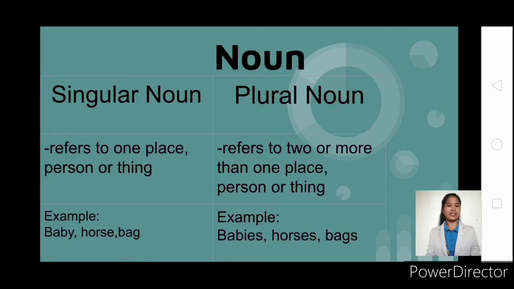Noun could be a singular or a plural noun. Singular noun refers to one place, person, or thing. It means a singular noun only has one noun. For example, baby, horse, and bag. While plural noun refers to 2 or more than one place, person, or thing. It means that it has more than one noun. For examples, babies, horses, and bags. So marami na siya.